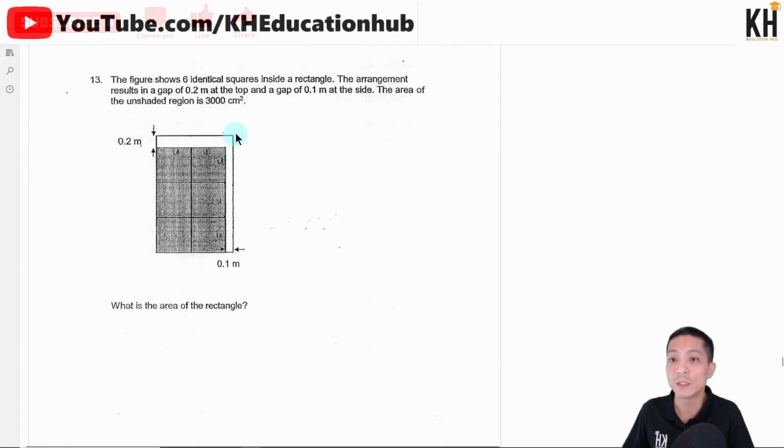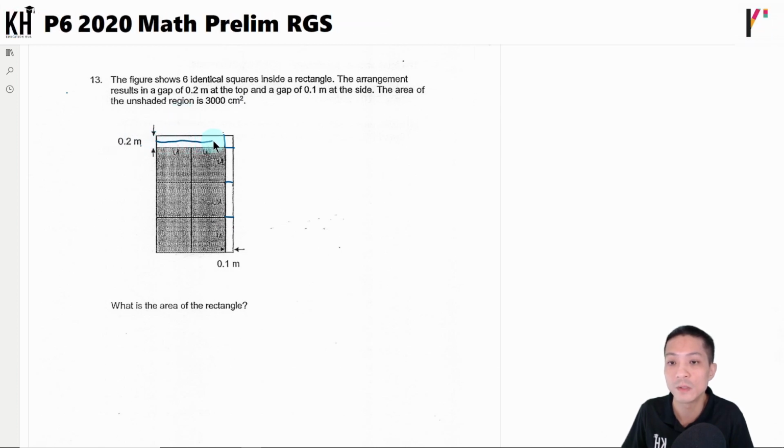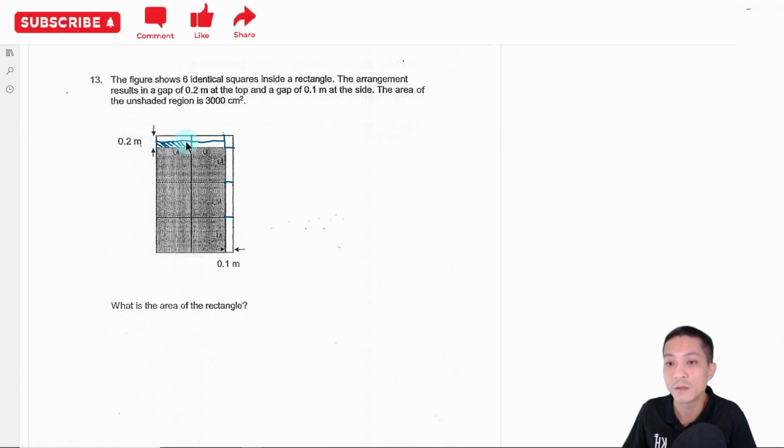For this question, you need to cut it into this and this. Draw a line here. Since this is 0.2 meter, I'm going to draw a line in the middle, which means it's going to cut it into 0.1. Then cut it like that. You have to realize that one of these rectangles over here is the same size as this.